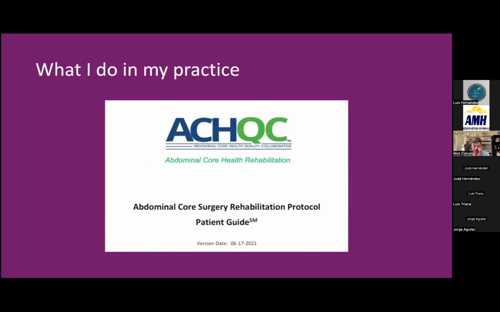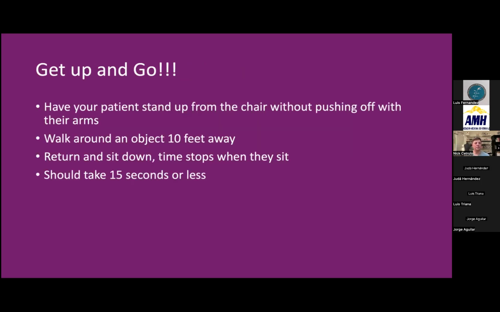The ACHQC is the Abdominal Core Health Quality Collaborative. Mostly surgeons from North America and a few from Brazil come together to pool resources to see if we can improve hernia care. And it's one of the databases that a lot of hernia surgeons are using for a lot of these papers coming out. And one of the things that they like to talk about are two particular tests that I'm going to talk about. One is called the get up and go or timed up and go test.